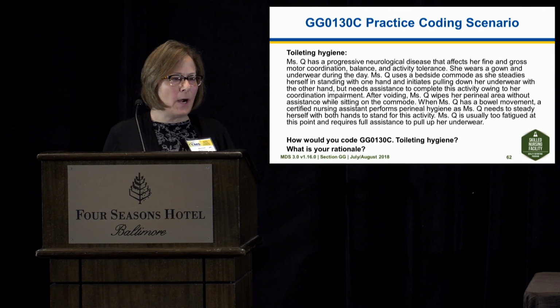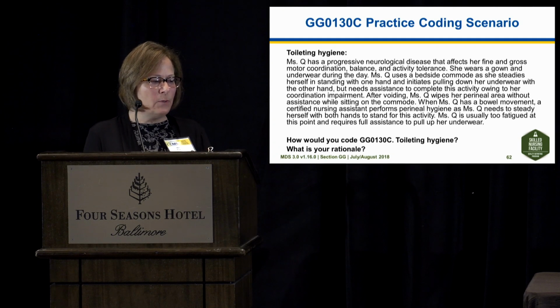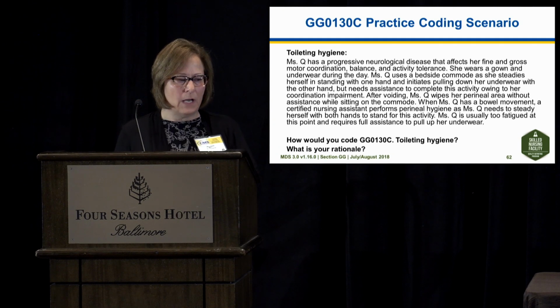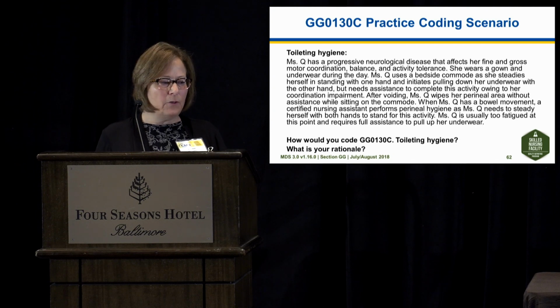So we're ready for another practice scenario. We have Miss Q this time, who has a progressive neurological disease that affects her fine and gross motor coordination, balance, and activity tolerance. She wears a gown and underwear during the day. Ms. Q uses a bedside commode as she steadies herself in standing with one hand and initiates pulling down her underwear with the other hand, but needs assistance to complete this activity owing to her coordination impairment.